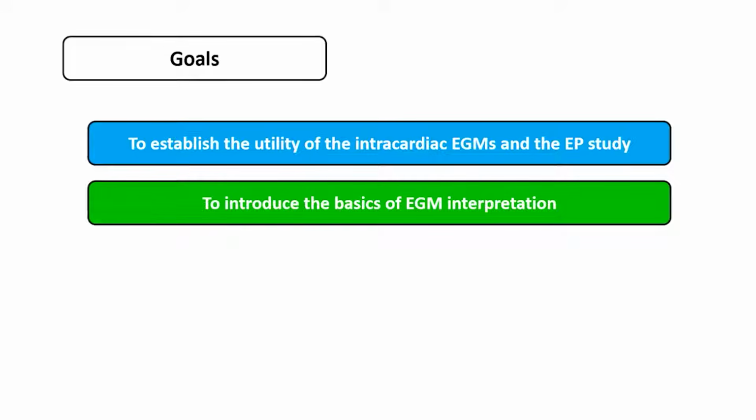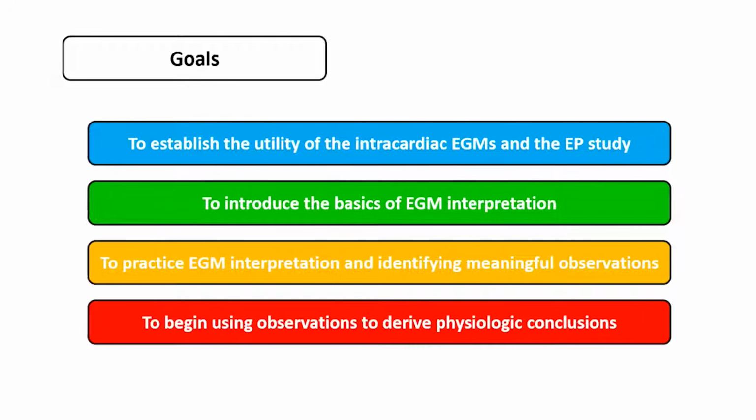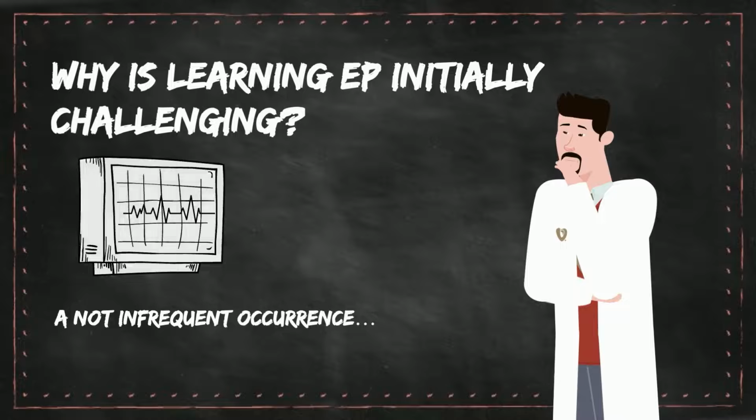So what are the goals of our talk today? First, to establish the utility of intracardiac electrograms and why we do an EP study in the first place. Next, to introduce the basics of electrogram interpretation. Then, after that, we're going to practice electrogram interpretation in identifying meaningful observations. We're going to begin to use our observations to derive physiologic conclusions.